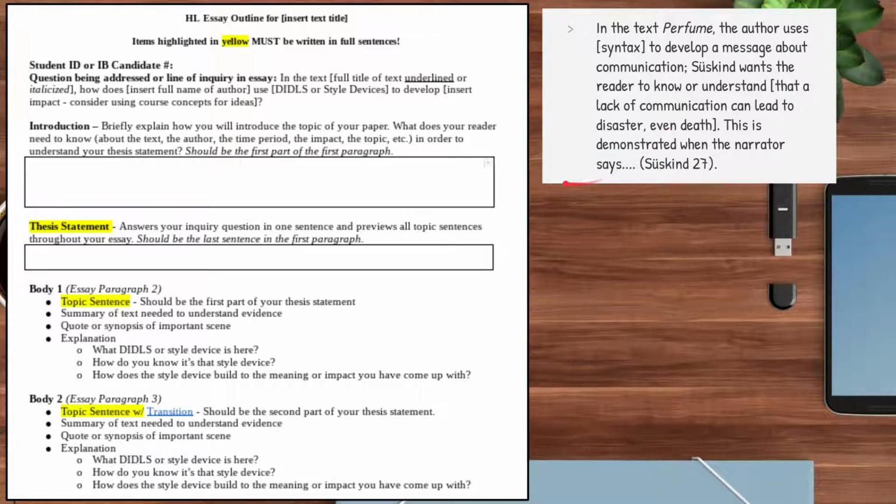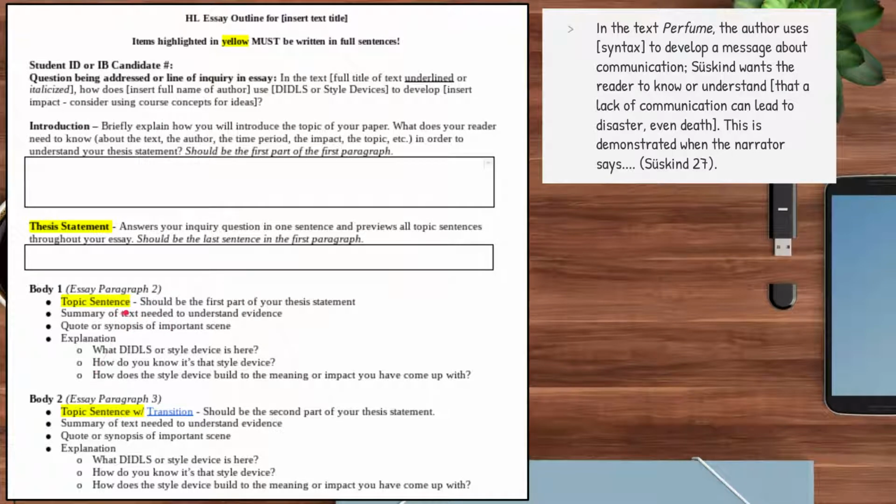And I've got a pretend quote from page 27. Please keep in mind, I just made up page numbers here, so don't go looking on page 27 for a specific quote to back this up. Again, I'm just doing this for demonstration purposes. So this is that first piece of evidence from my questions that I want to use, and I want to transfer this material over to body paragraph 1.